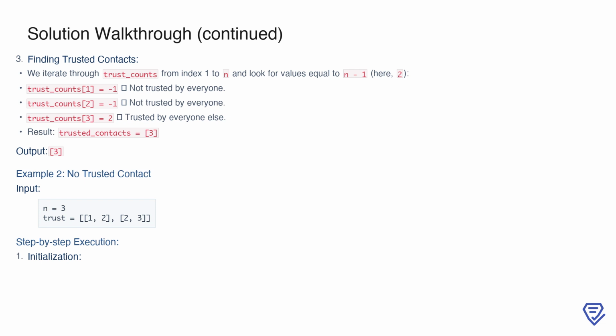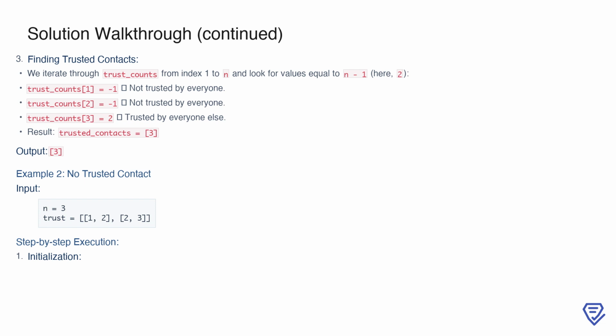Similarly, trust_counts[2] is -1, so person 2 is also not trusted by everyone. However, trust_counts[3] is 2, which matches our condition. This means person 3 is trusted by everyone except themselves, making them the trusted contact. The output for this example is 3.